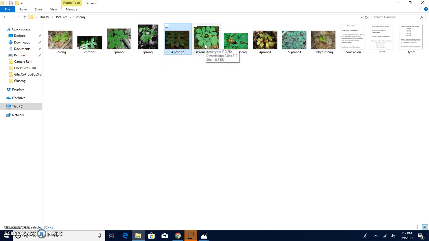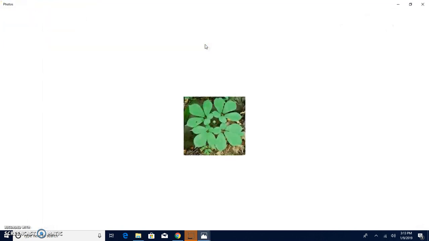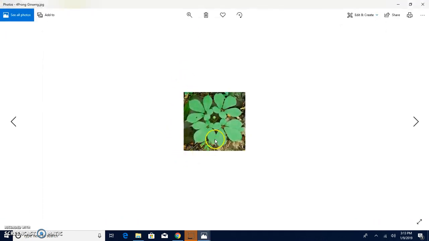This is another 4 prong right here. A beautiful picture. And it's a 4 prong plant. This is early in the season because the berries have not even formed. So this is early in the spring. But this is a legitimate 4 prong plant here.